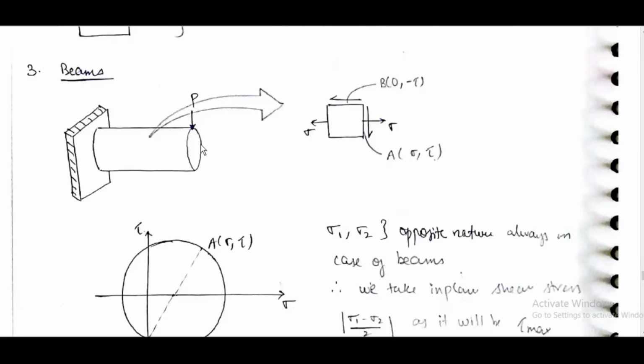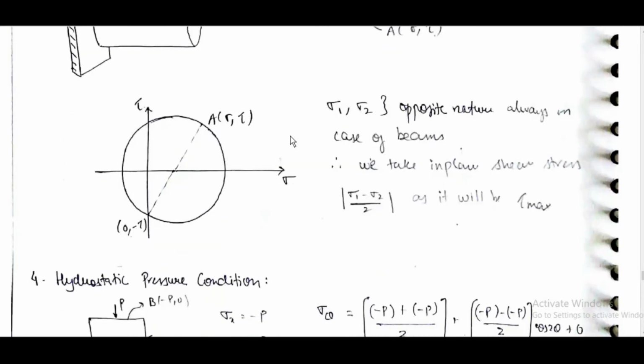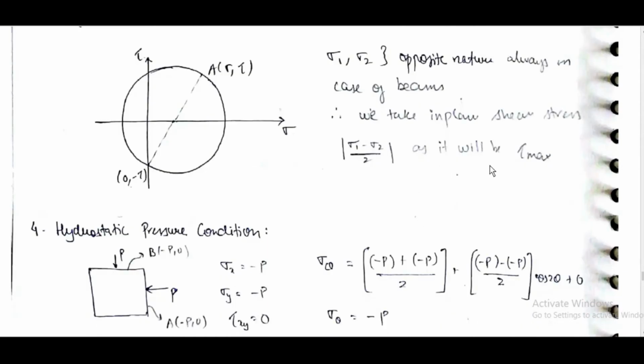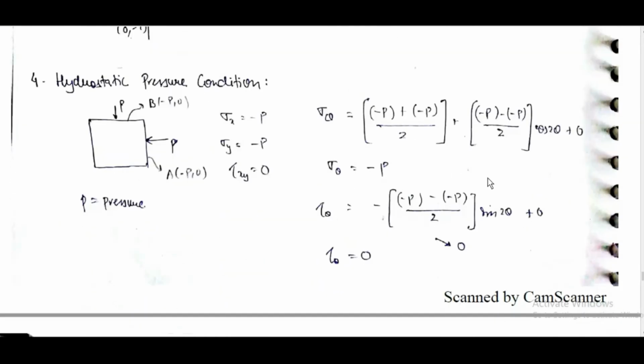Beam: a load P is applied at a point on top. The points are sigma comma tau and 0 comma minus tau. The circle will be like this. Sigma 1 and sigma 2 are of opposite nature. In case of a beam, we take in-plane shear stress as mod of (sigma 1 minus sigma 2) by 2, as it will be tau max.